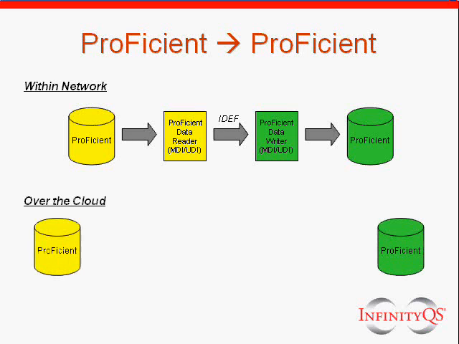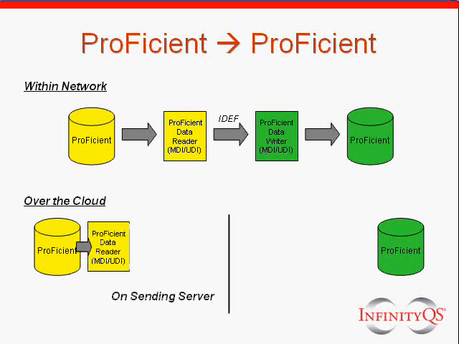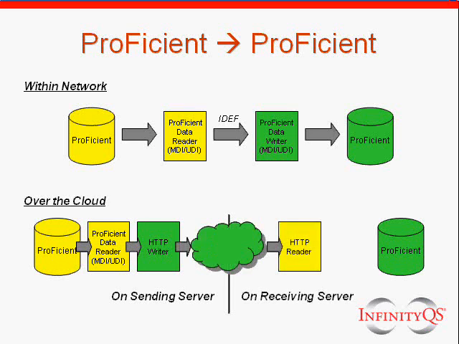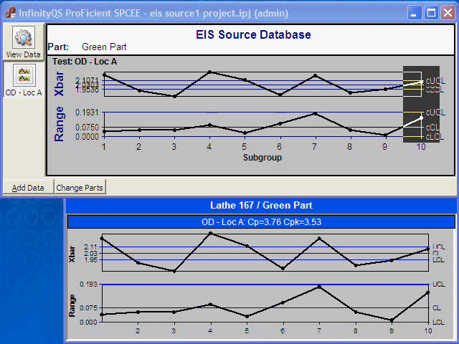If your data is being routed over the cloud, you would start with the same proficient data reader, but would add an HTTP writer, which would pass the IDEF message over the internet to an HTTP reader located on the receiving server. Finally, a proficient data writer would take the IDEF from the HTTP reader and push the data to the destination database. Okay, let's get started with the first demo.